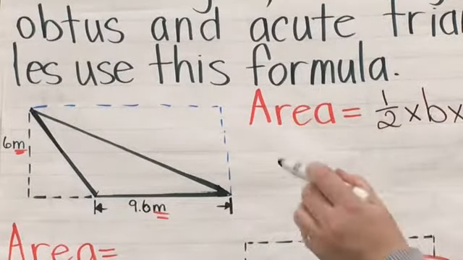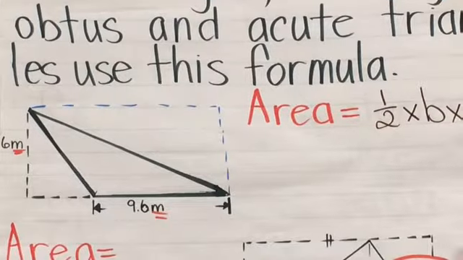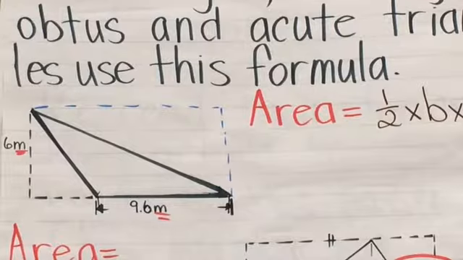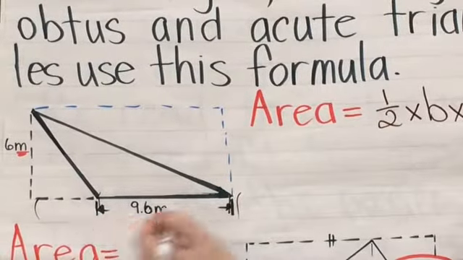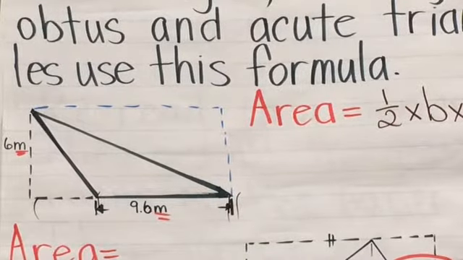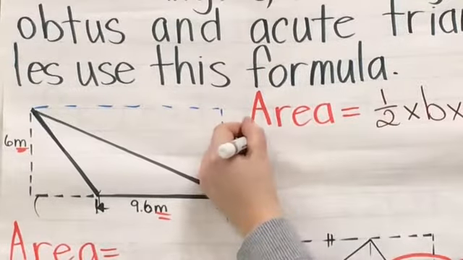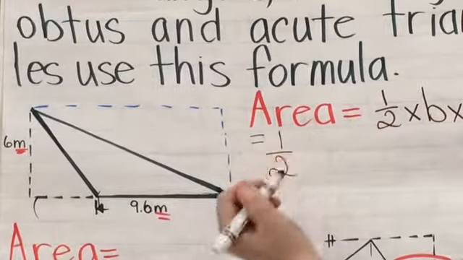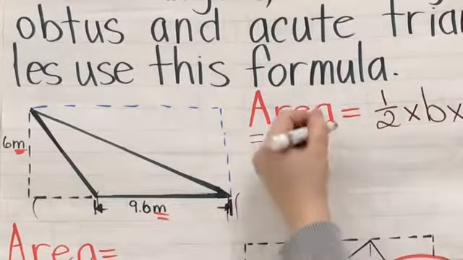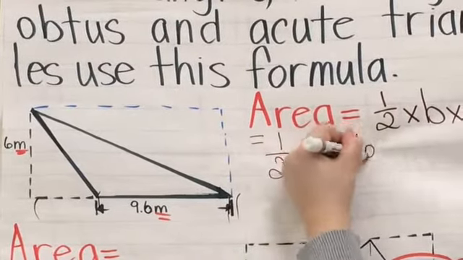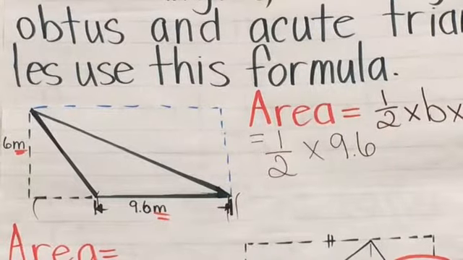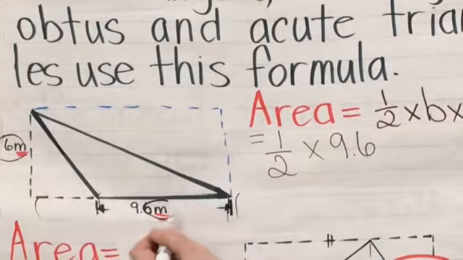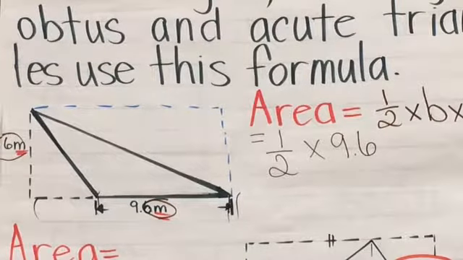So right here we see that our base, from here to here, and that's where we calculate our base, not from here to here, is 9.6. So I'm going to continue with my formula. So 1/2 multiplied by 9.6 multiplied by 6 meters. Now, oh, I should have remembered to check, but thank goodness I checked now.